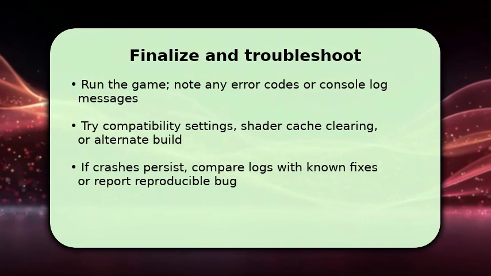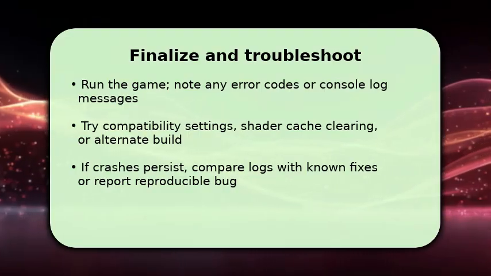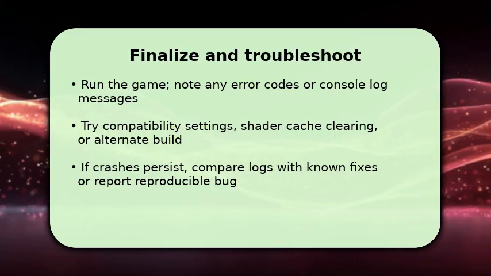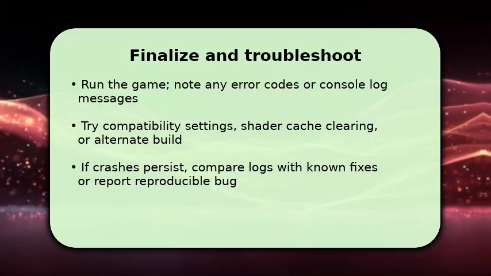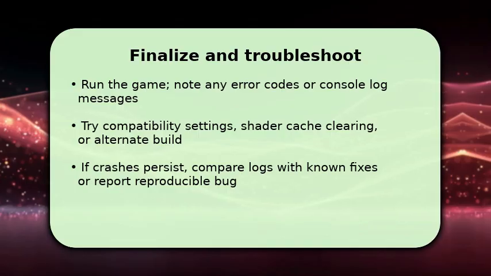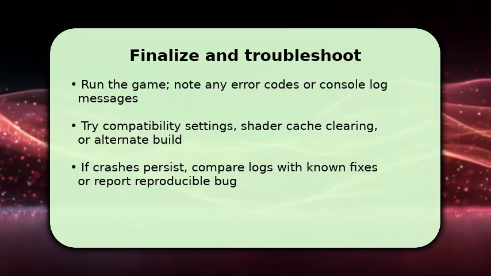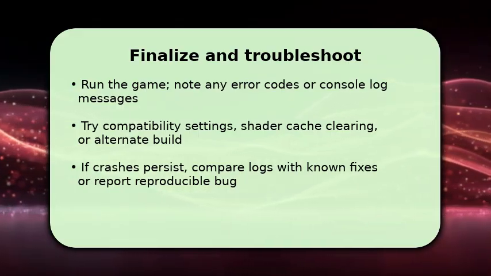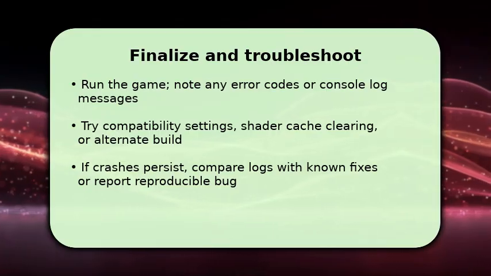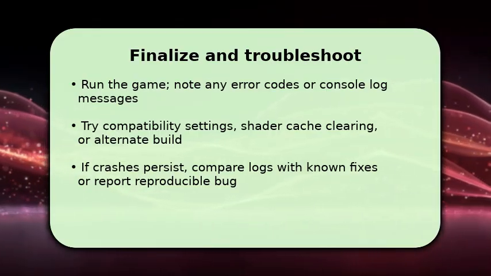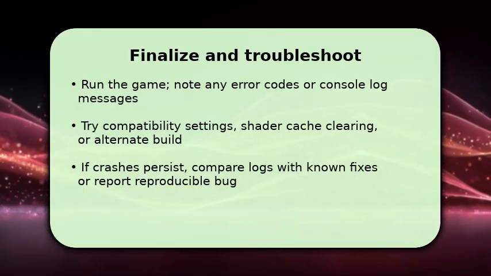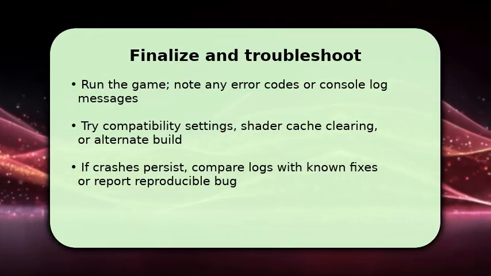You finish by running the game and validating playability. If it boots, test major areas like cutscenes, menus, and gameplay. Save and restart to confirm stability. If you hit errors, read Xenia's log for codes and try common fixes. Toggle shader cache, switch backends, or use a different emulator build. Make sure to reproduce the issue consistently before changing more settings.